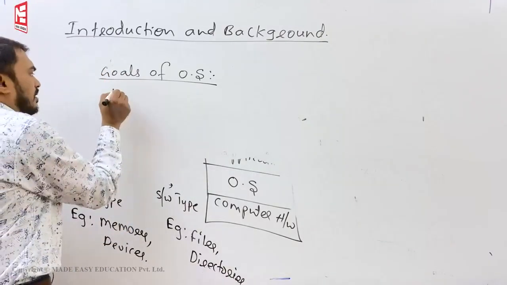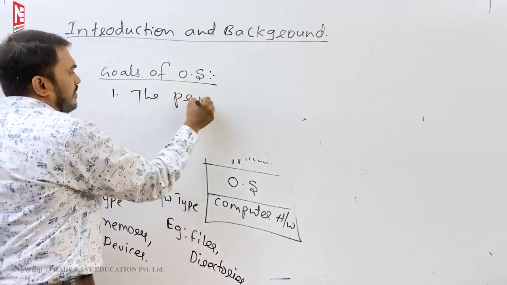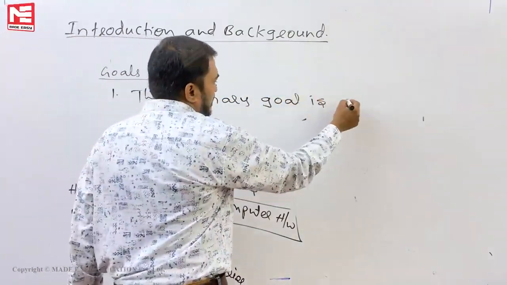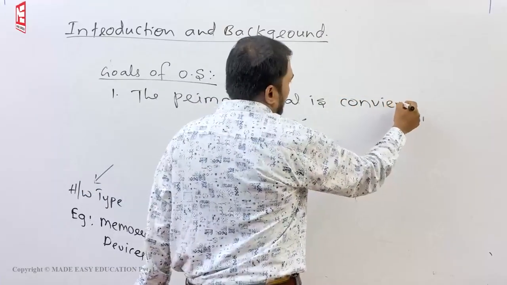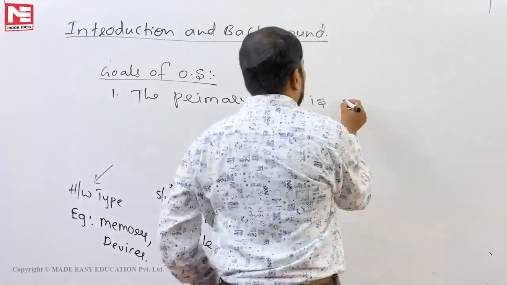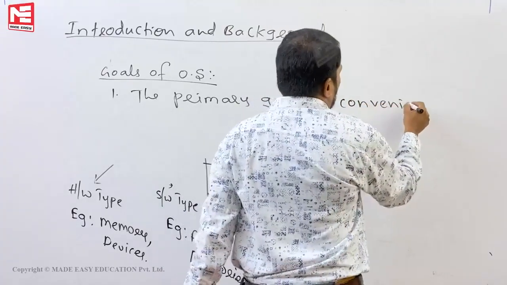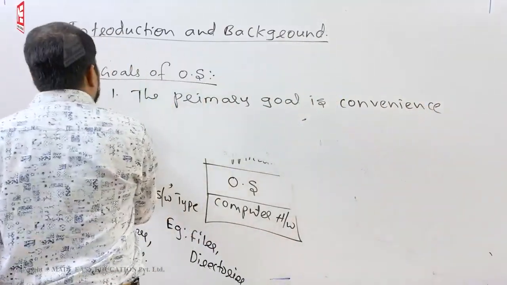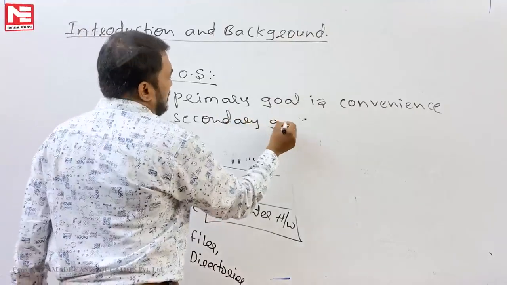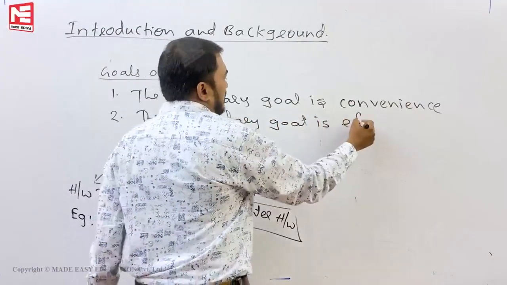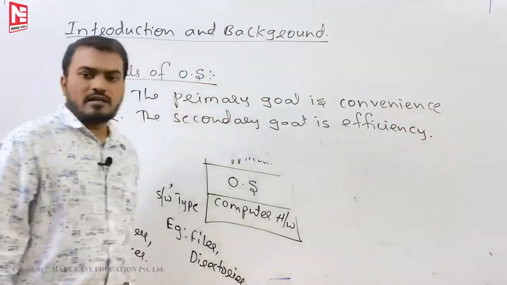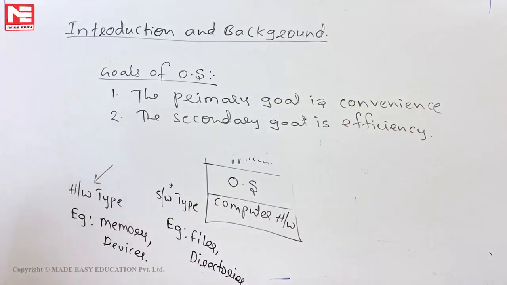So understand here, the goal of the operating system. The primary goal is convenience. Okay, and next the secondary goal of the operating system is efficiency. Understand here. So these are the goals of operating system.